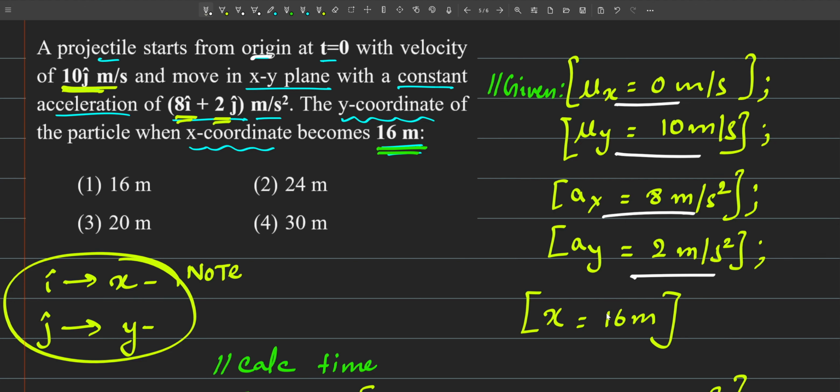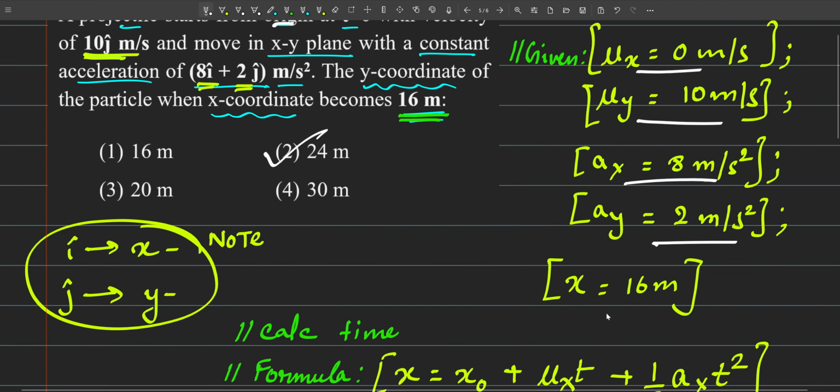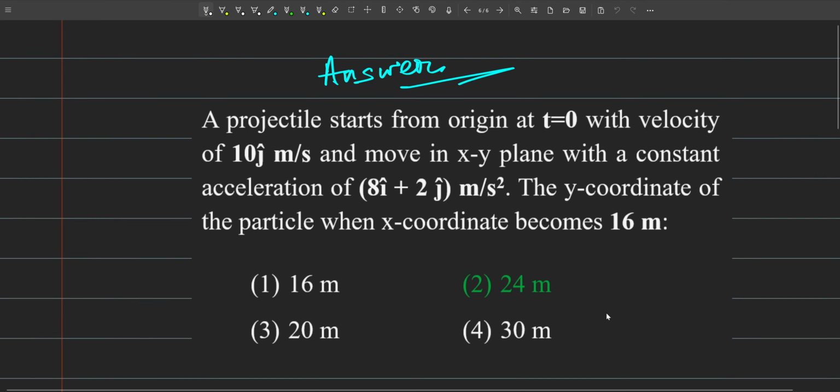So it corresponds with our option 2. Let's check with our answer sheet. Our answer is absolutely correct, that is option 2, 24 meter.